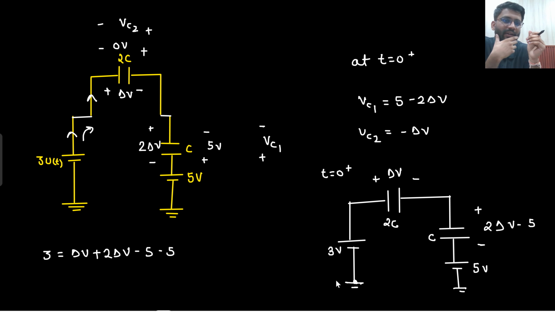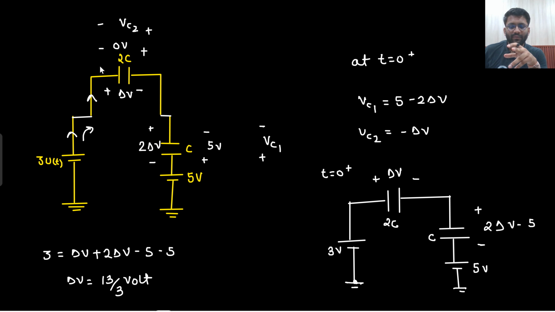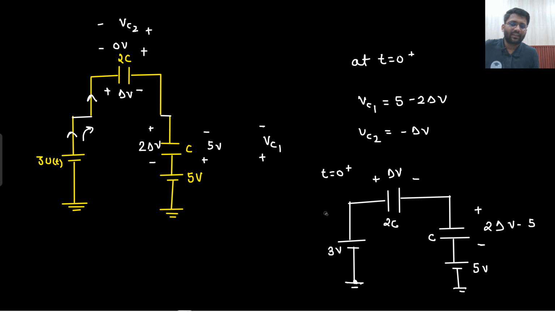Understandable? So what is the value of delta V we are getting? Delta V we are getting as 13 by 3 volt. Okay, a kind of not so good value. 13 by 3. Let me check the KVL equation. This was developing delta V in this direction, and this was developing 2C delta V. This was 5. So 5 was already there in opposite direction. So 2 delta V minus 5. So 3 equals delta V, 2 delta V minus 5, and then, sorry, this will be plus 5. No, sorry guys, sorry. This voltage is plus 5. Basically, I messed up in the KVL equation.